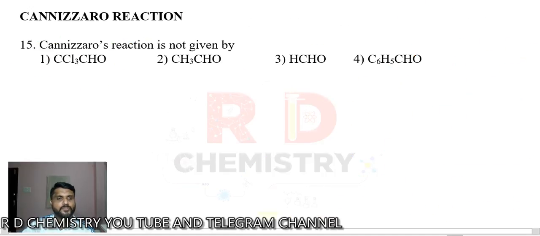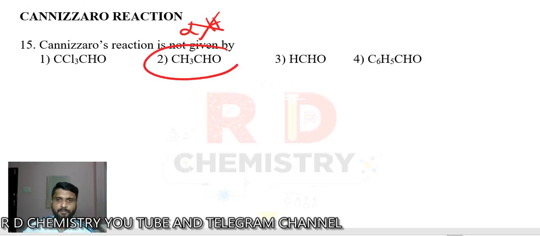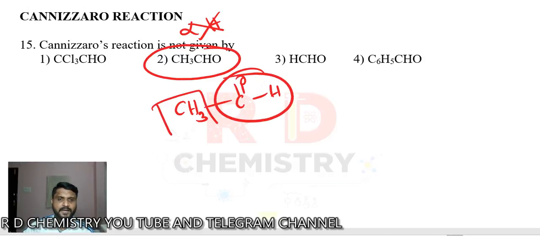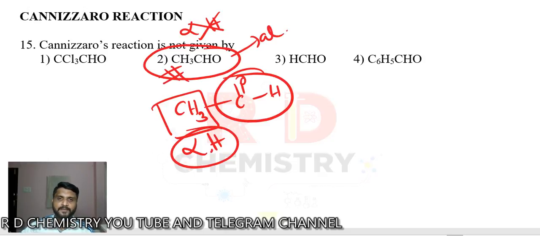Question number 15. Which compound cannot give the Cannizzaro reaction? To undergo the Cannizzaro reaction, the compound must not contain an alpha hydrogen atom. If it is there, then it undergoes the aldol reaction. That means if the compound contains an alpha hydrogen atom, it does not undergo Cannizzaro. Option number 2 is the answer here because we have got CH3, C double bond O, H. With respect to the CO group, the next carbon is the alpha carbon and the hydrogen present is called the alpha hydrogen atom. So this undergoes aldol but not the Cannizzaro reaction.